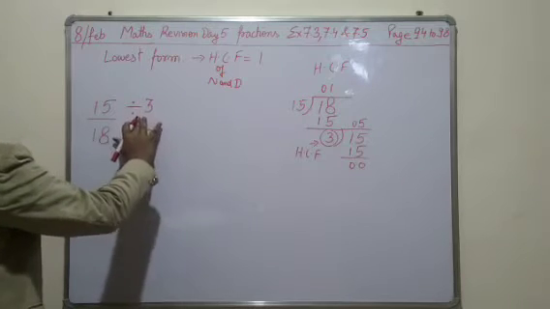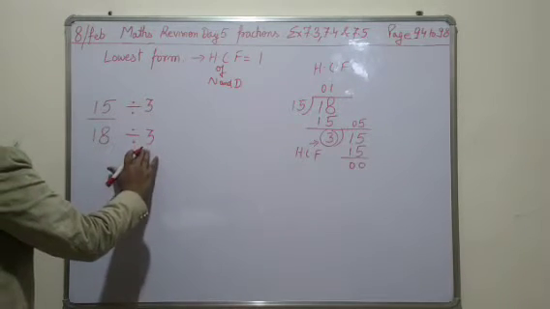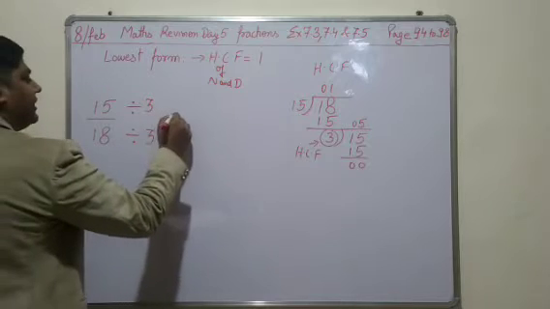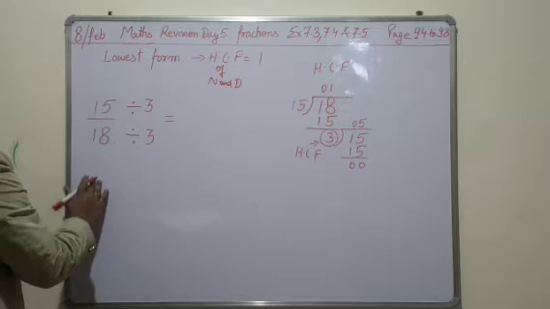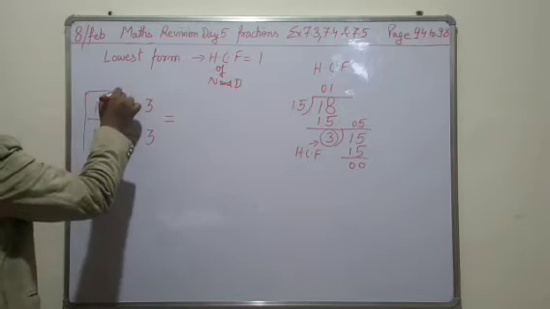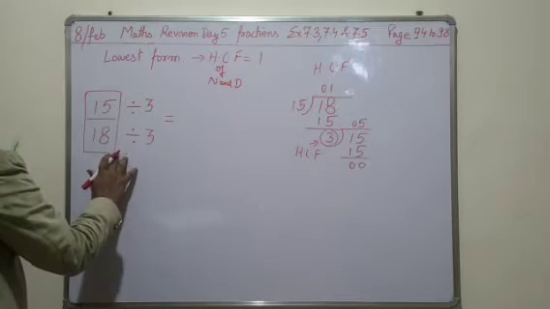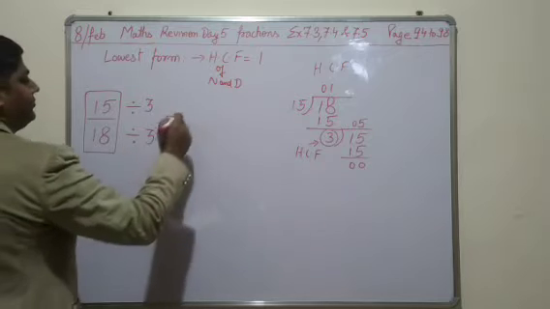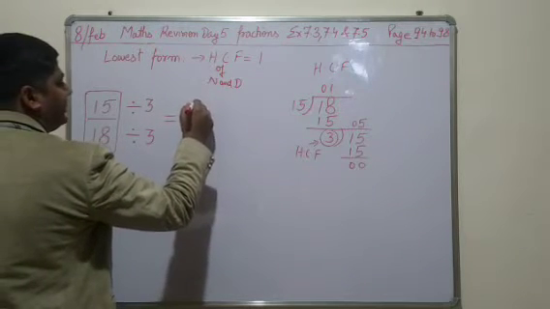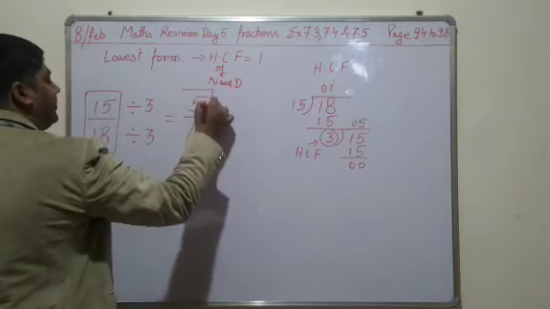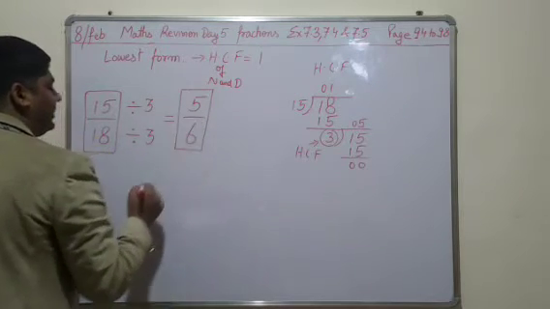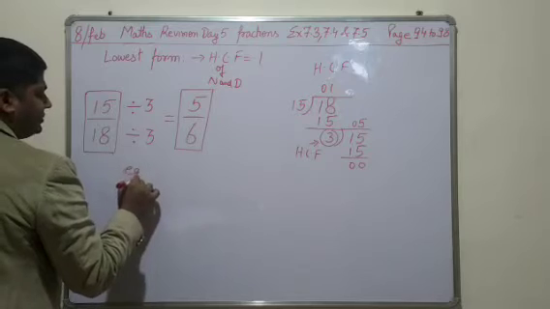So this is how we will divide the numerator and denominator by the 3. If we divide the numerator by 3, then we also divide the denominator by 3 and we will get the lowest form of this fraction. We have this question 15 upon 18 and we have to find its lowest form. Then we divide 15 by 3, we get 5, and here we get 6. So 5 upon 6 and 15 upon 18 are equivalent fractions.